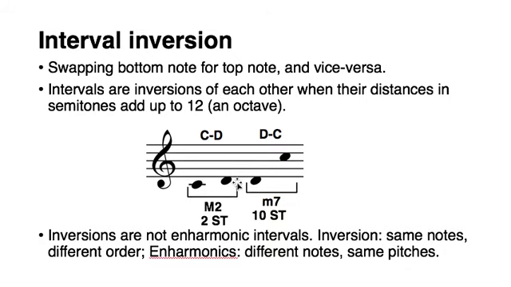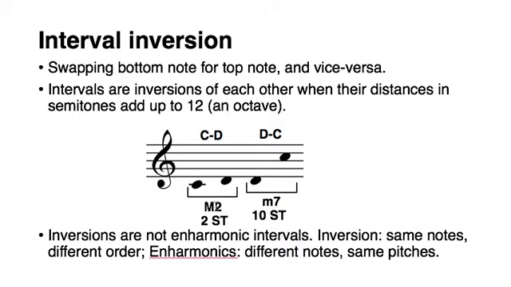C to D is a major second. There are two semitones between them, right? If I invert the order here and make D my bottom note, that means I have to put that C up an octave or the D down an octave. Either way, D has to go to the bottom. Here I've put C up an octave. So if D is at the bottom here, and then you have C, then that is a minor seventh. If you count the letter names D, E, F, G, A, B, C, there are 7 letter names. If you count the semitones between them, there are 10 semitones, right?